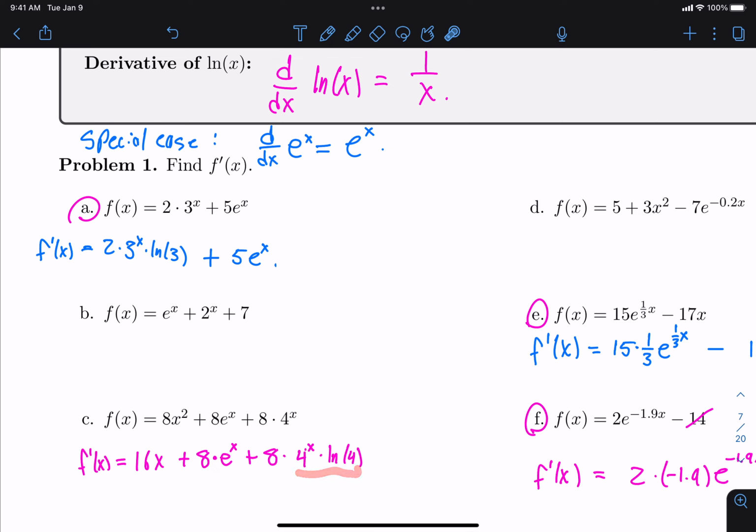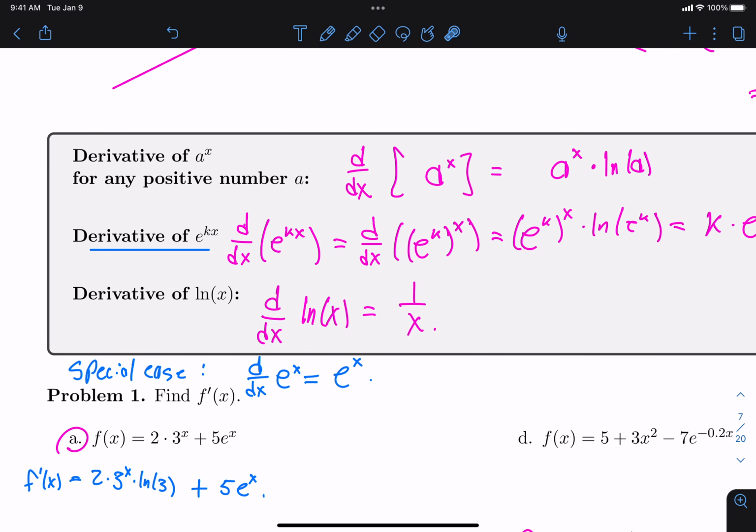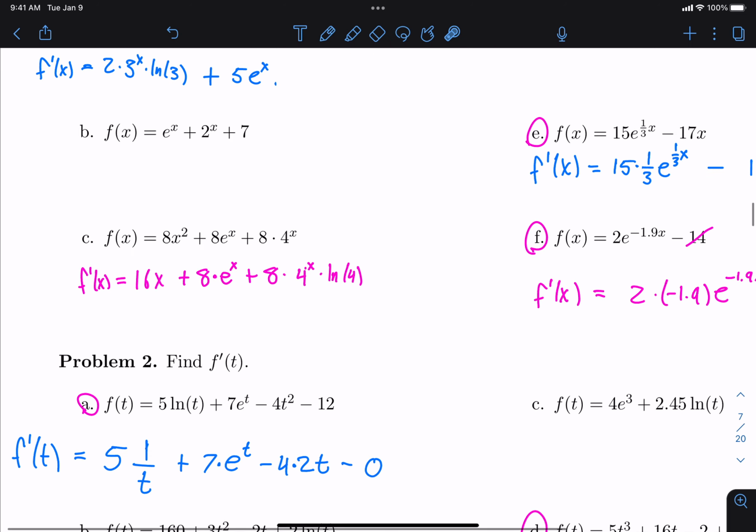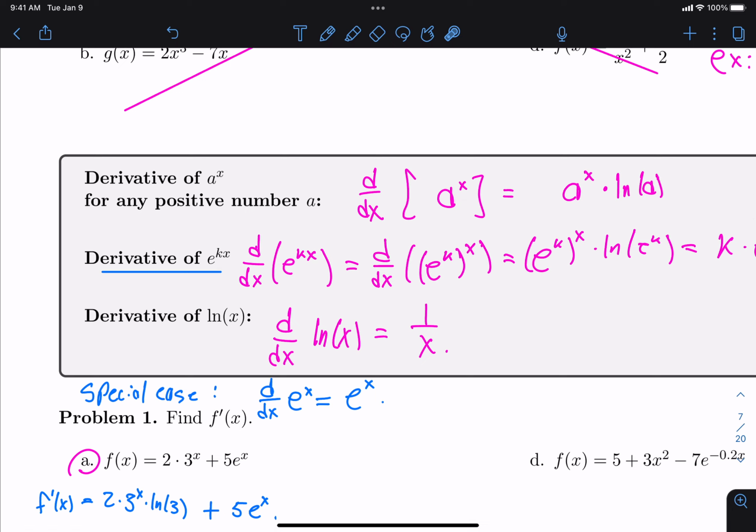I see 4 to the x, okay? And in my brain, I think back on all of the rules, and I look for the one that looks like it applies to my current situation. My current situation is I have a number being raised to the x power. The rule, which I see in here, which applies for that, is a to the x, where a is a number, right? And the rule says that the derivative of a to the x is going to be just a to the x times ln of that number.